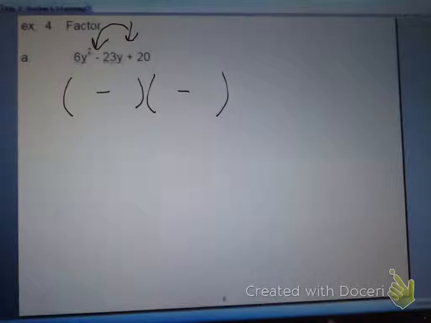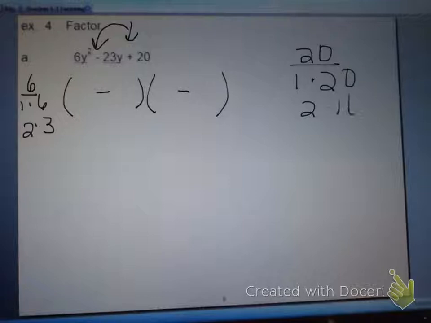Now in this problem, we have more factors than we have a number in front of y squared. So we have to list the factors of 6. 1 times 6 and 2 times 3. So we have some choices here. We can either use the 2 and the 3 or the 1 and the 6. And then the factors of the last term, 20: 1 times 20, 2 times 10, and 4 times 5.